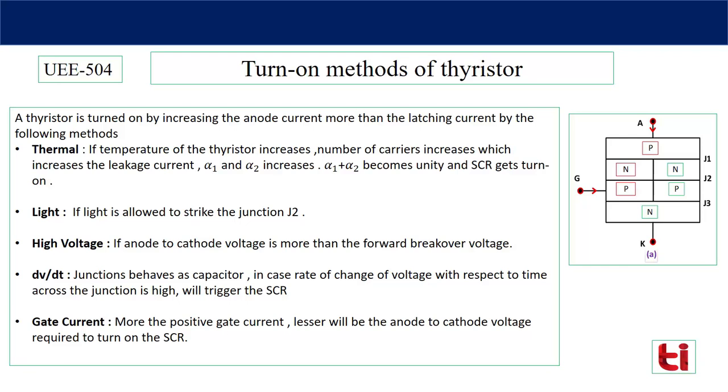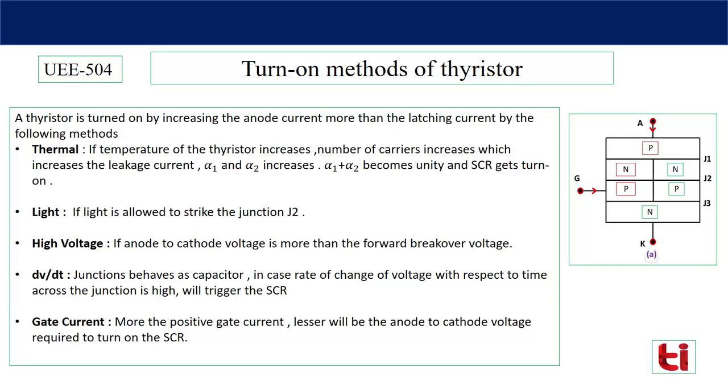The junction J2 breaks down because of majority carriers crossing from P to N and N to P. It may be because of the anode to cathode voltage applied across the thyristor or because of gate current applied to the thyristor. But there are other methods also which can break down this junction J2. Let's see those methods. Thermal method.